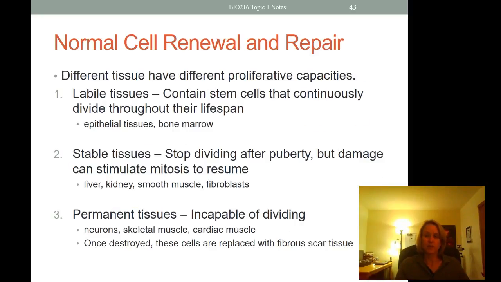Different tissues have different proliferative capacities. Labile tissues have stem cells that can continuously divide throughout their lifespan. This includes epithelial tissues such as skin and bone marrow. Stable tissues stop dividing after puberty, but damage to them can stimulate mitosis to resume. This includes cells of the liver, kidney, smooth muscle cells, and fibroblasts. Permanent tissues are incapable of dividing. They're too differentiated. This includes neurons, skeletal muscle, and cardiac muscle. So once these cells are destroyed, they have to be replaced with scar tissue.